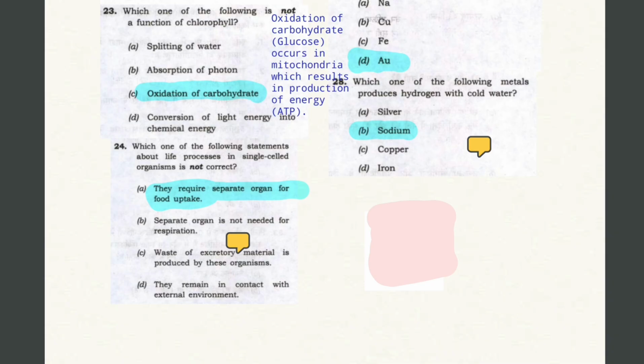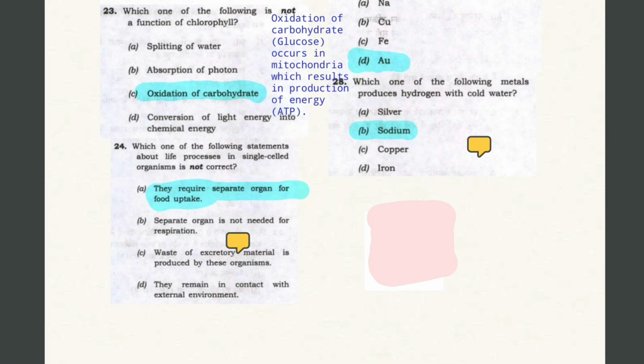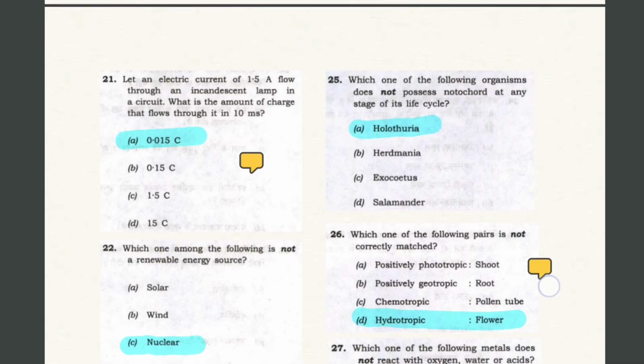Which one of the following statements about life processes in single cell organisms or prokaryotes is not correct? A, they require a separate organ for food uptake. Here is the explanation. All prokaryotic organisms such as bacteria and archaea are unicellular, and a single cell performs all the functions such as metabolism, excretion and reproduction. So they do not require a separate organ for food uptake. Let's move on to the next question.